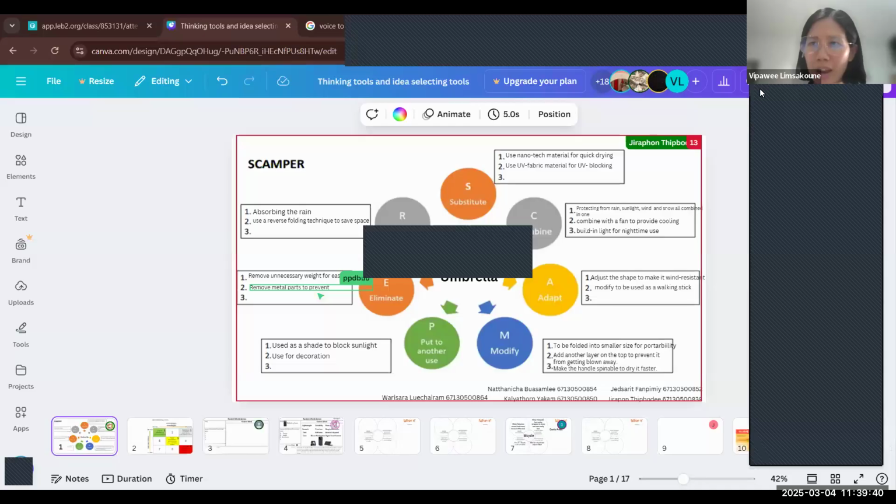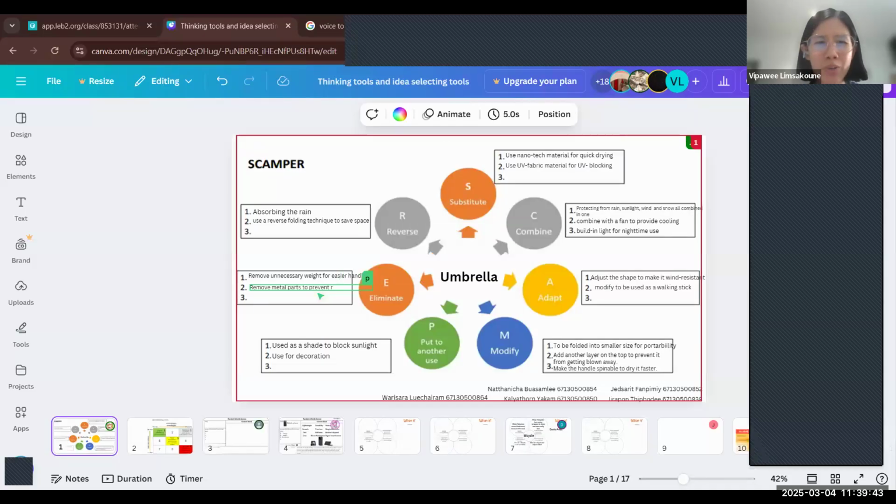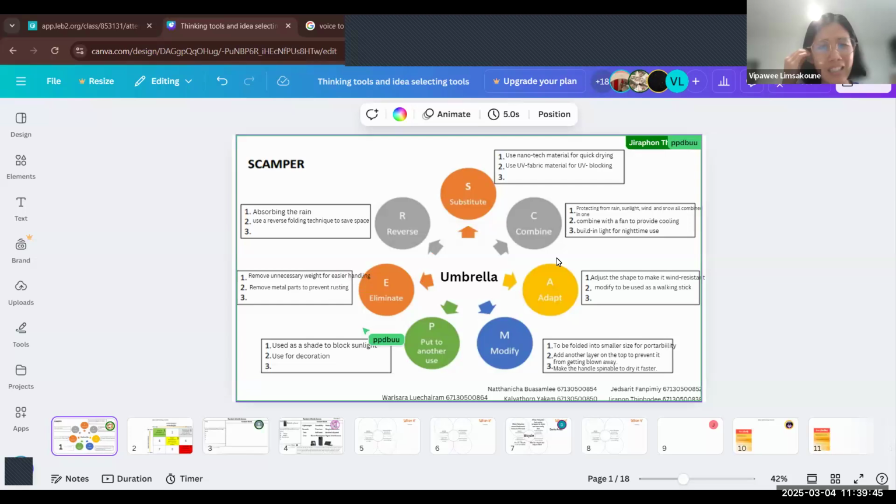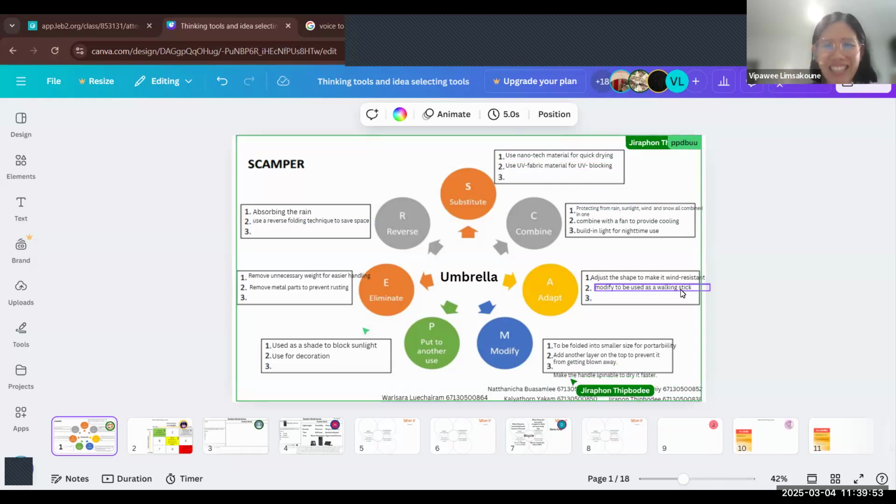Okay ค่ะ, so thank you every member who contributed to the idea thinking tool on the thinking tools here. So this first group used SCAMPER. As you can see, they've helped each other find different ideas regarding umbrella design, right?